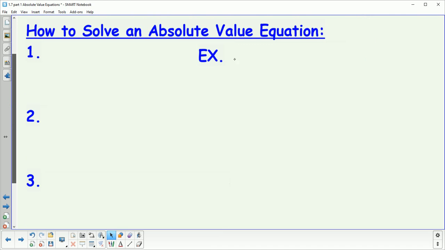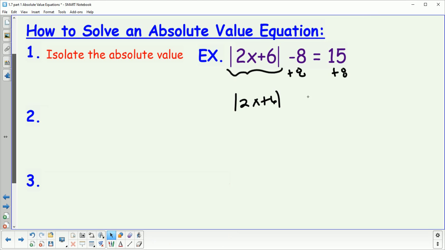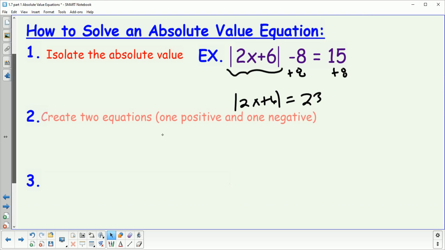Looking at our example again, we're going to start by isolating the absolute value. Like we said, we want to get this piece by itself, which means we need to add 8 to both sides. If we add the 8 to both sides, we end up with the absolute value of 2x plus 6 equals 23. The absolute value is by itself, so we're done with step 1. The next thing is we need to create two equations, one positive, one negative. Also remember, we're going to drop our absolute value symbols.